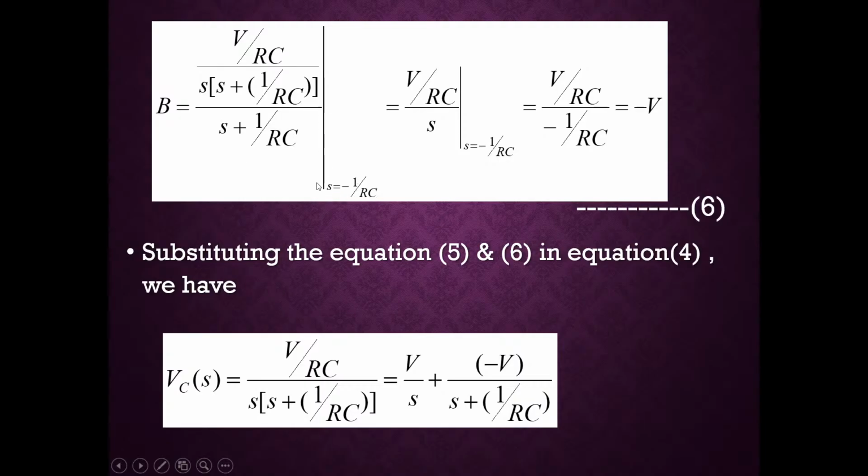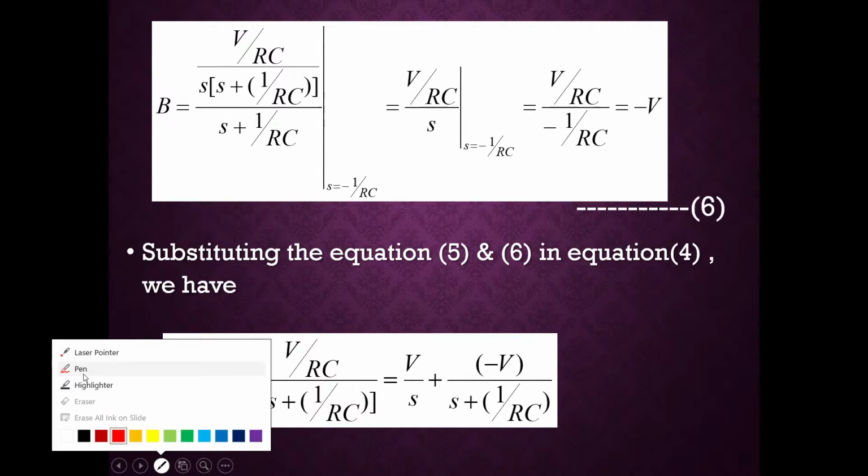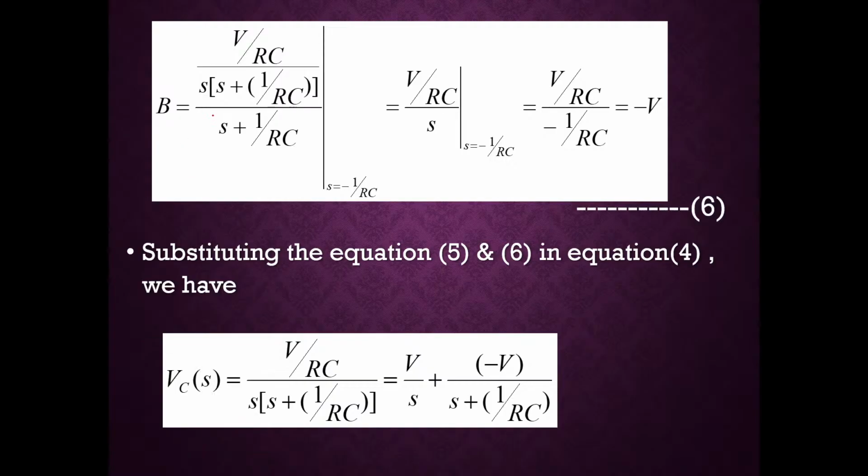Okay, so at S equal to minus 1 by RC, here you can cancel S plus 1 by RC with S plus 1 by RC. What is left over? V by RC by S at S equal to minus 1 by RC. Substitute S equal to minus 1 by RC here. So RC cancels, and you will get minus V. So B equal to minus V.